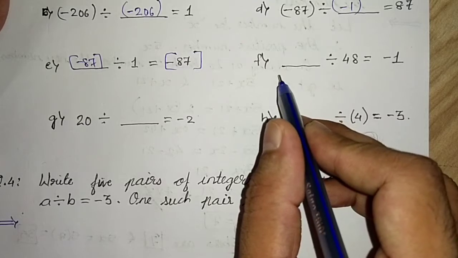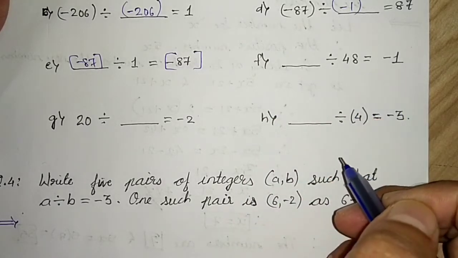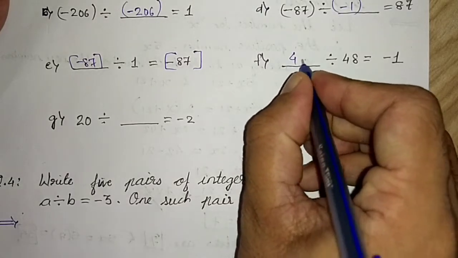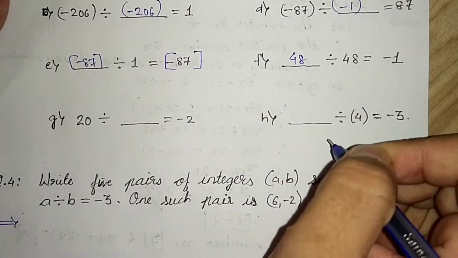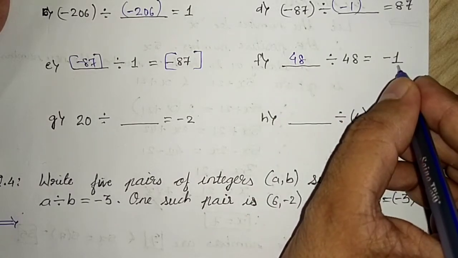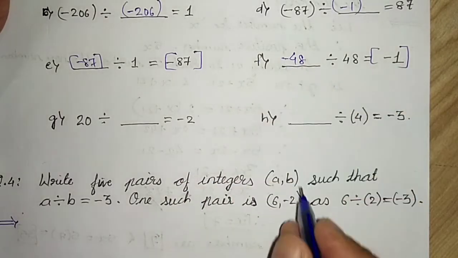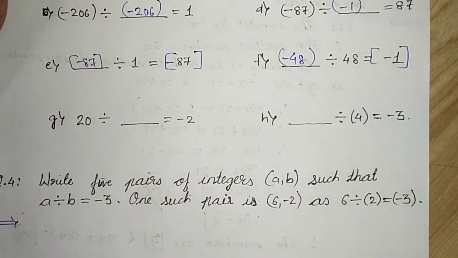Now part F, dash divided by 48 will give me minus 1. Definitely if I put 48, 48 divided by 48 will give me 1, but here I want minus 1, so we will put minus 48 as the answer.